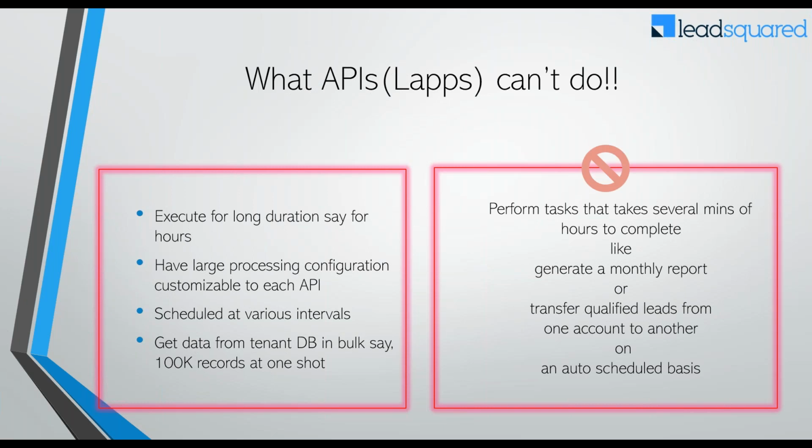So if I simply put it in a single statement, an API cannot perform tasks that take several minutes or hours to complete, like generating a monthly report or transferring leads from one account to another, in case you have multiple accounts, on an auto-scheduled basis. What a batch job actually does is exactly the opposite of these statements. It can process your data for long hours. It can run for a long time, where you can write your own custom logic. And it can be scheduled on a monthly, weekly, or daily basis, whenever you want those long-running tasks to be executed.